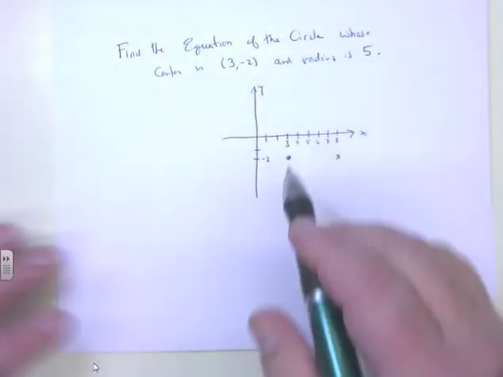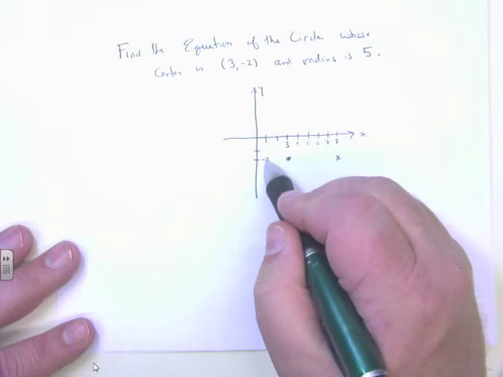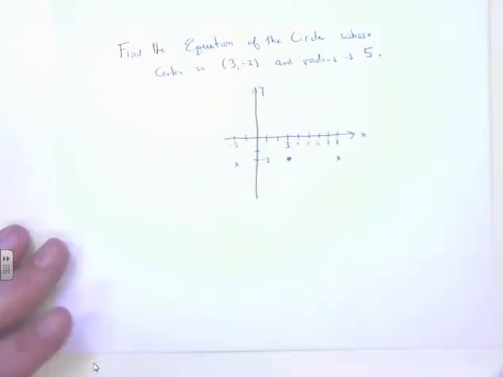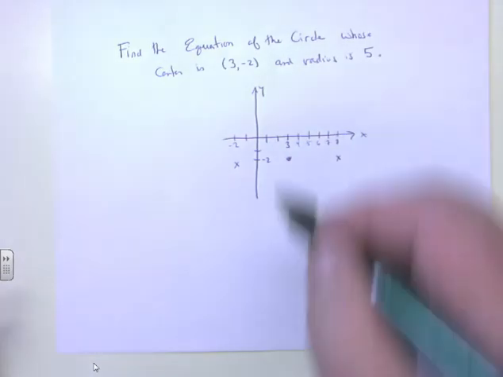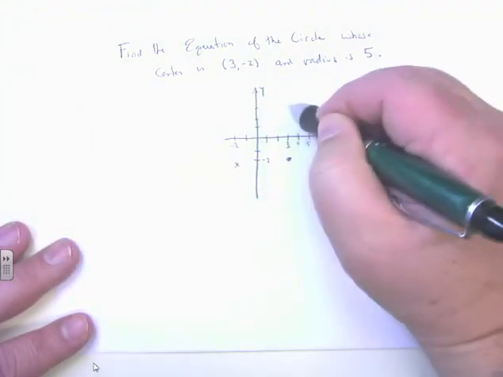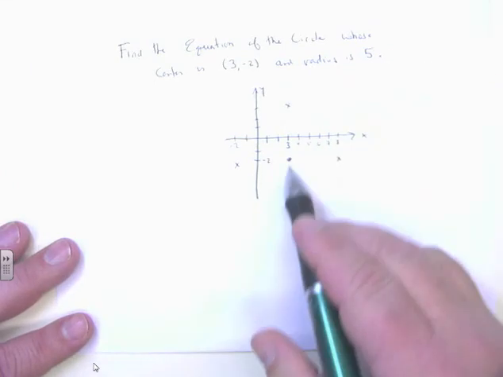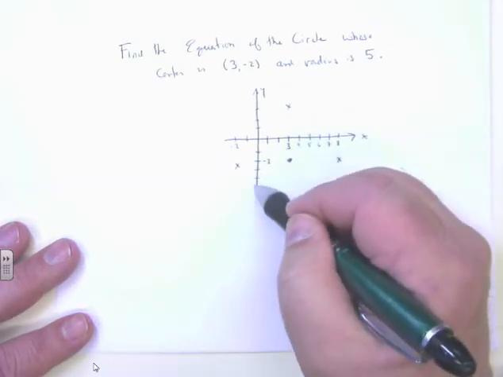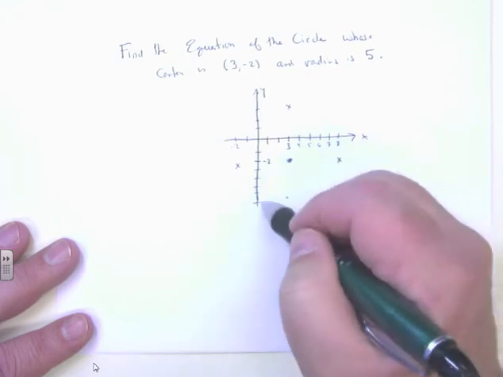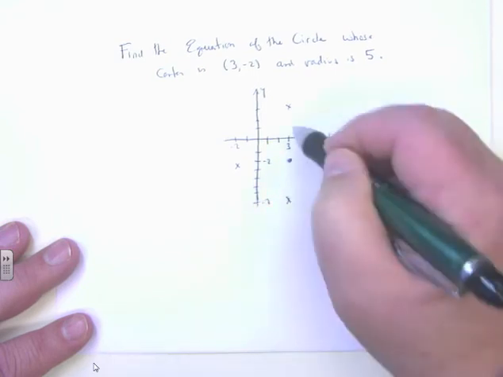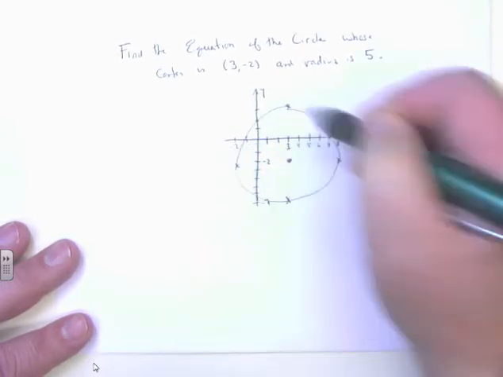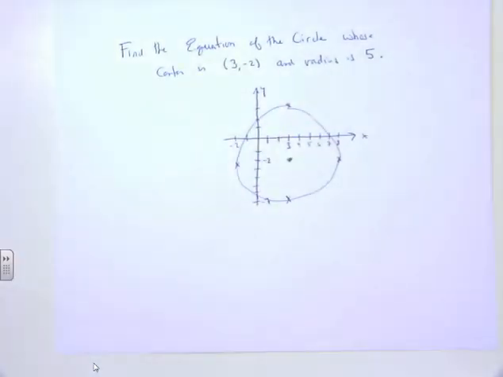I went east. I'm going to go west 5 units. Here's 1, 2, 3, 4, 5. So this will be over here at -2. Right about there. I'm going to go north 5 points. So here's 1, 2, 3, 4, 5. And I'm going to go south 5 points. 1, 2, 3, 4, 5. And that'll be -7 down here. Then all I have to do is connect my dots and make a circle out of it. That's how you draw it.